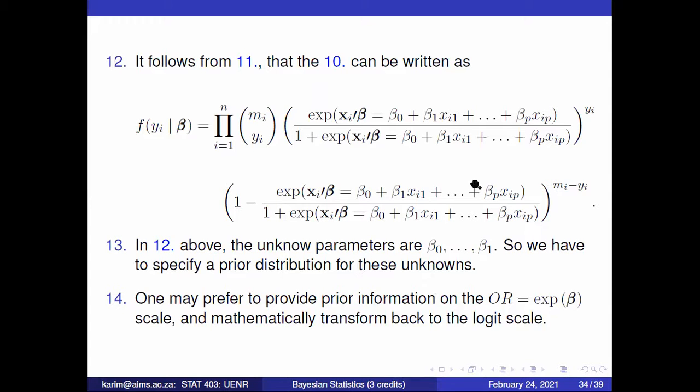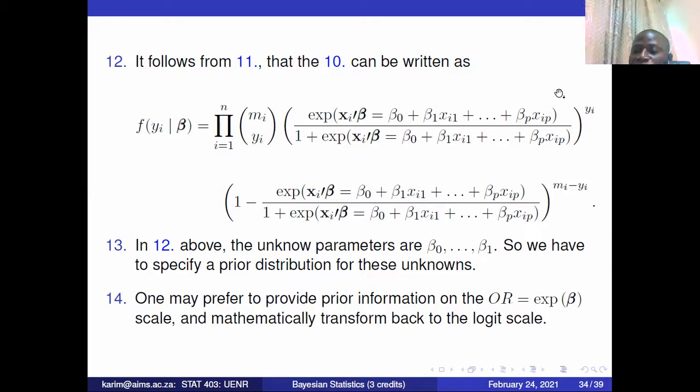That is the likelihood function alone. We haven't talked of the prior distribution and the posterior yet. So we are saying in 12 above, the unknown parameters are beta naught, we don't know beta naught, and then up to beta P, the last one, up to the last beta. We don't know what the values are. That is what we are going to estimate.